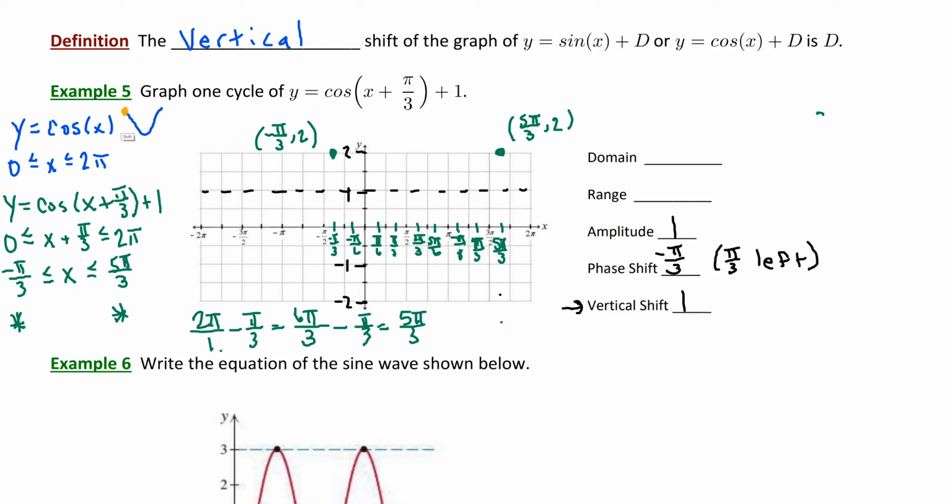Now, halfway between the 2 maximums in cosine, we have a minimum point. So to locate the minimum point for this shifted graph, we need to find the midpoint between negative pi over 3 and 5 pi over 3. To find the midpoint, we're going to add those values together, negative pi over 3 and 5 pi over 3, and then divide that sum by 2. We can think of that as multiplying by a half. So we need to evaluate 1/2 times 4 pi over 3. Reducing, we're going to end up with 2 pi over 3.